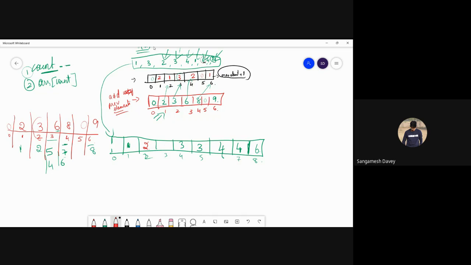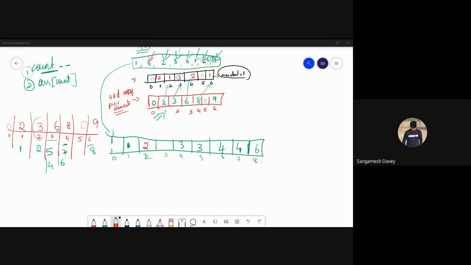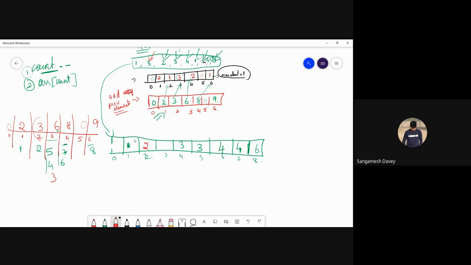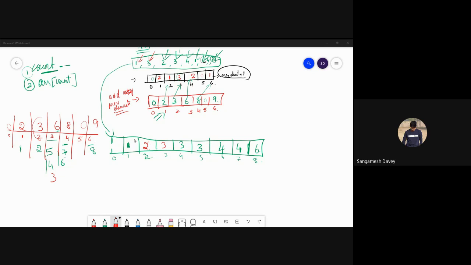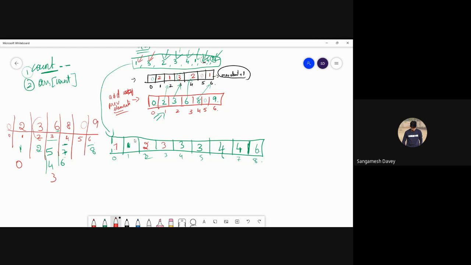That's all. Now next is 3. What is the count of 3, someone? Please tell me the count of 3. So 4. So 3. Put it in 3. What is the count of 1? 0. So 1 minus minus, so 0. Put it in 1.